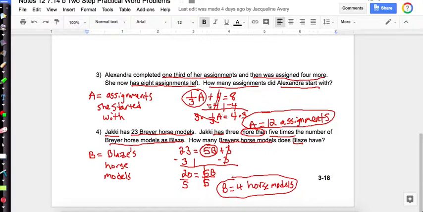Now let's go back to this one. We forgot to check this one. A third of 12 is 4, and 4 plus 4 is 8. So, yeah, if she completed a third of her assignment, she completed some of them, and then 4 more and got 8. Okay, that's reasonable.